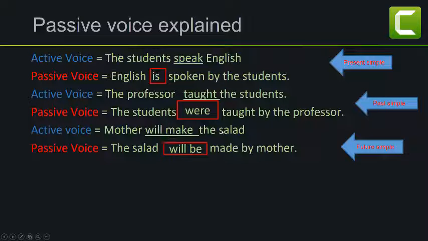Mother will make the salad. This sentence is in future simple. The salad will be, it is the future form of the verb be. Made is the past participle of the main verb make, by mother.